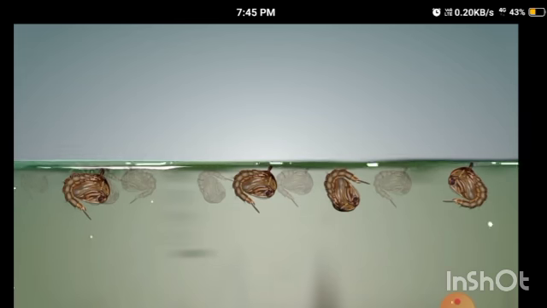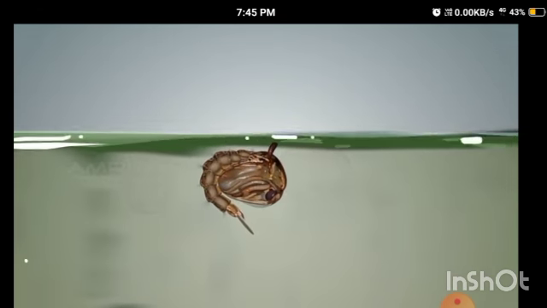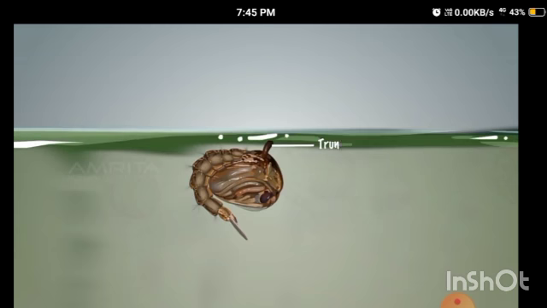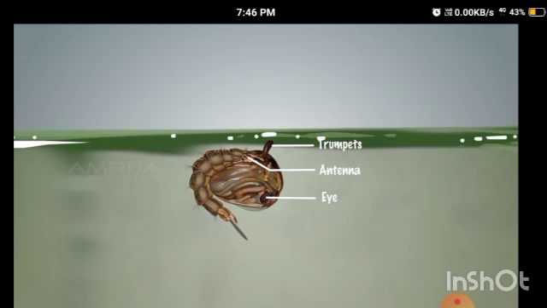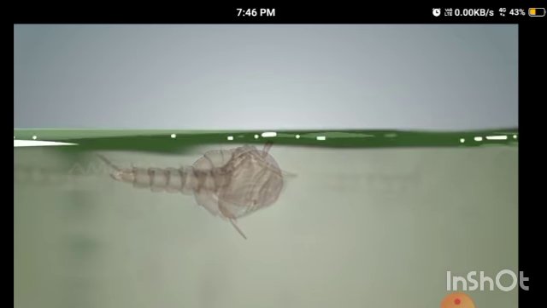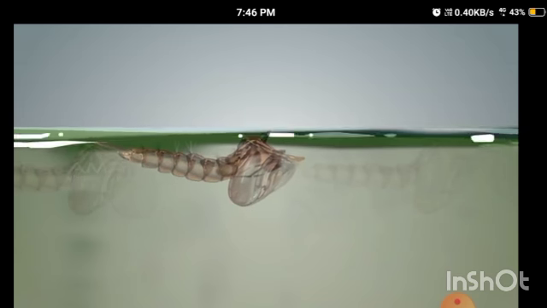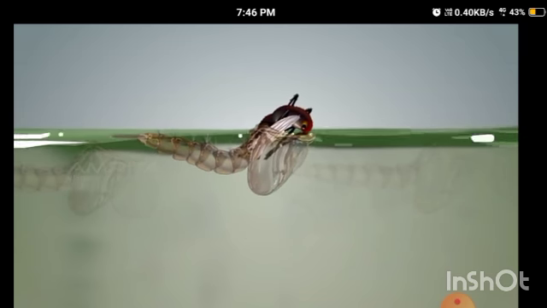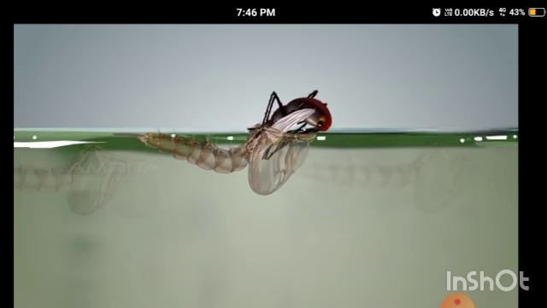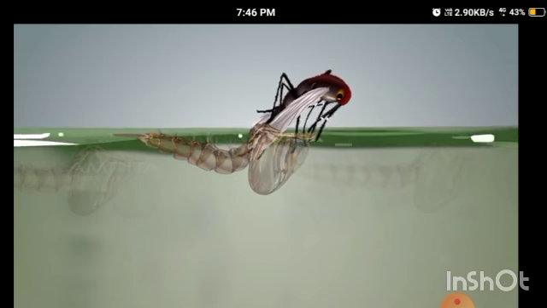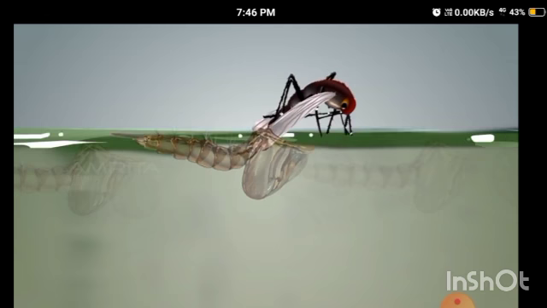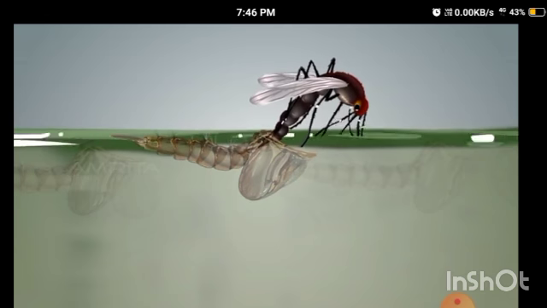Mosquito pupae are commonly called tumblers, which is a resting, non-feeding stage. They must take in oxygen from time to time through two breathing tubes known as trumpets. They have short, curved bodies with antennae, eyes, legs, wings, and an abdomen. The pupal skin splits along the top of the case when the adult mosquito is ready to emerge from the pupae stage. The adult mosquito slowly and carefully works its way out of the pupal case.